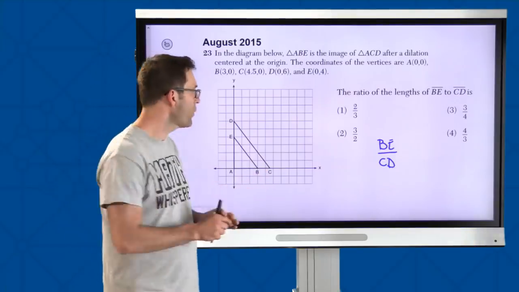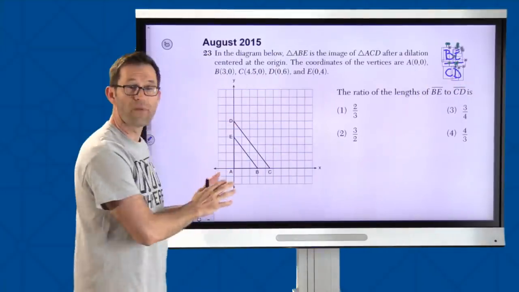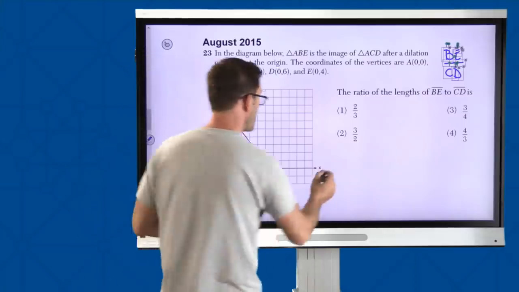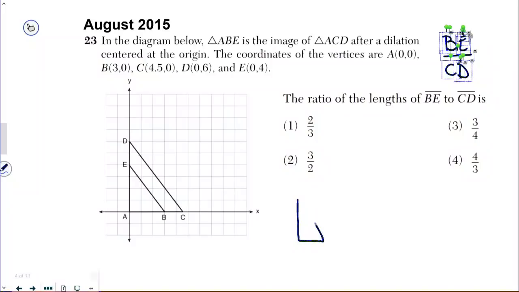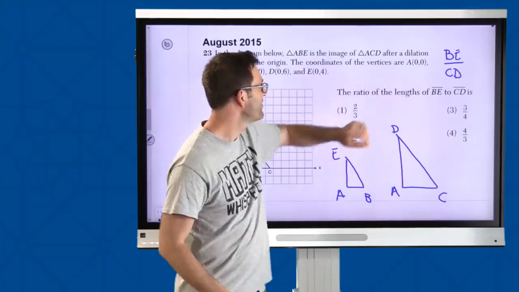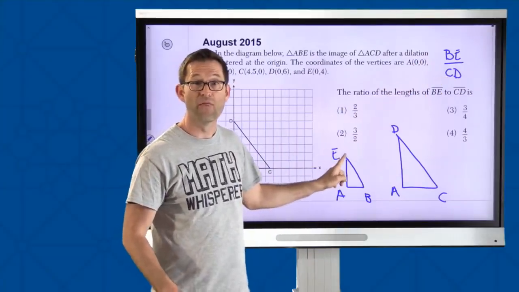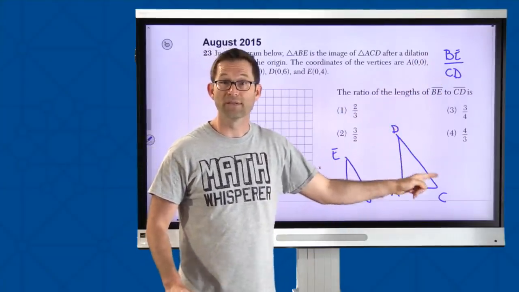So just for a moment, what I want to do again, I'm just going to move this up here really quick, because I'd like to draw these two nestled triangles, okay? One of them, the smaller one, EAB, and the larger one, ADC, right? And keep in mind that I'm looking for BE divided by CD. I'm looking for this length divided by this length.